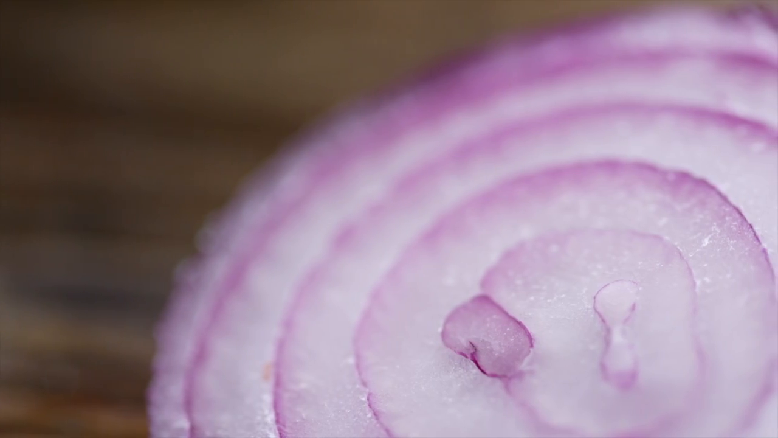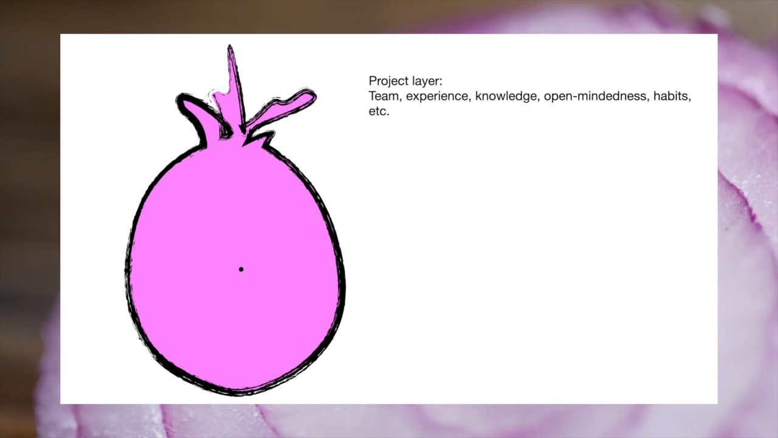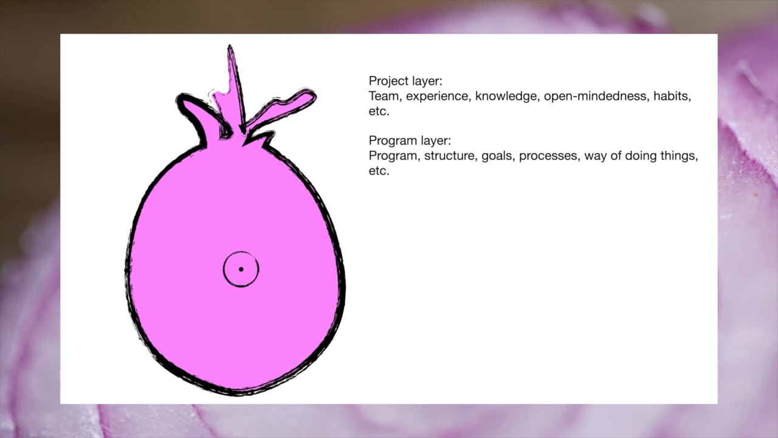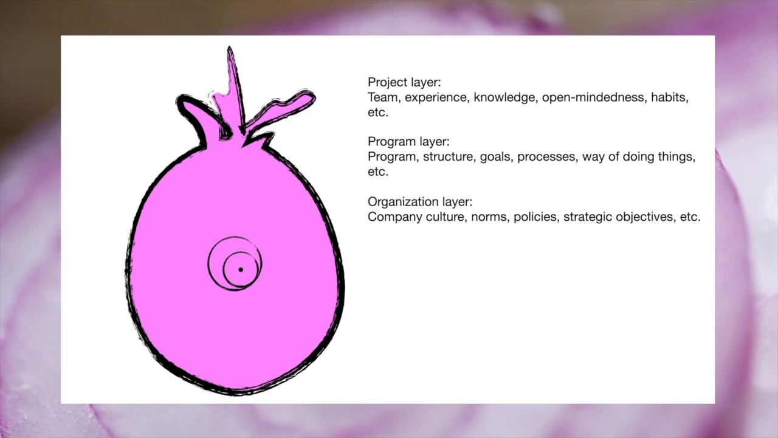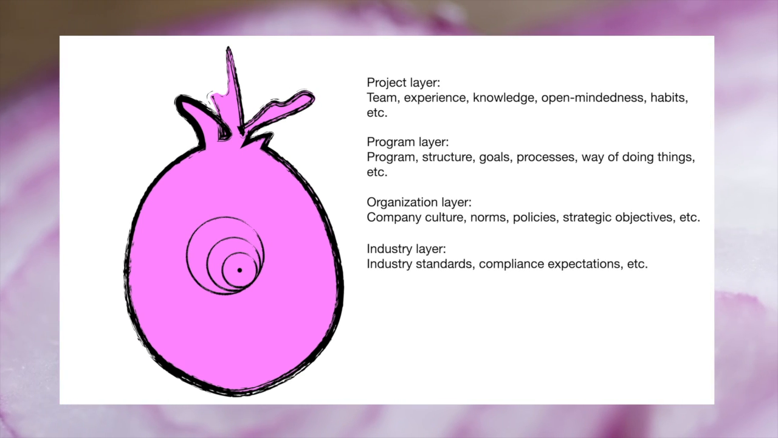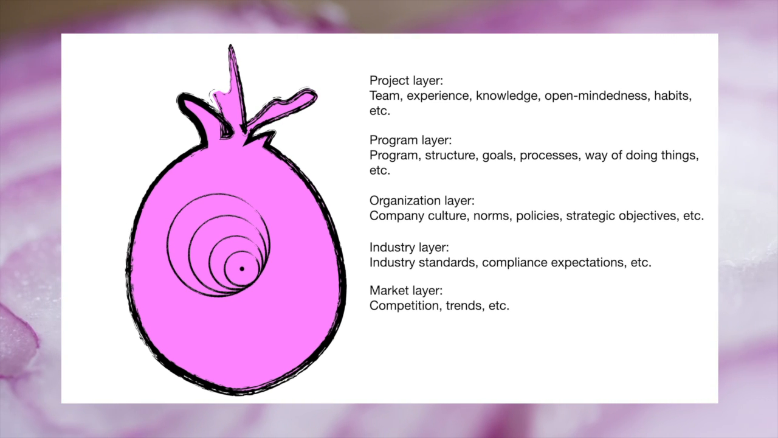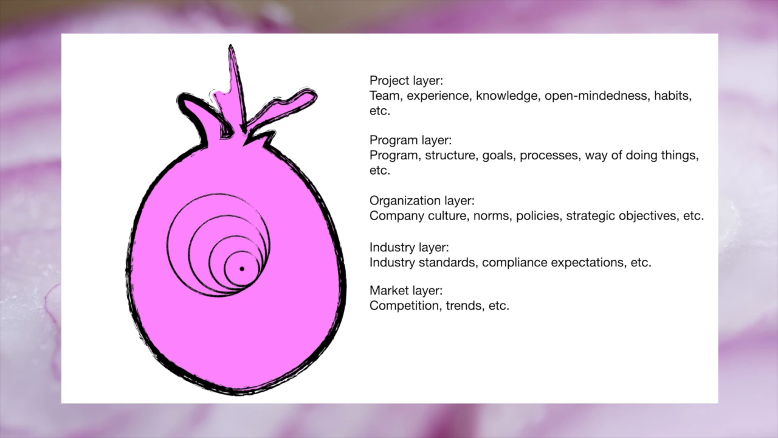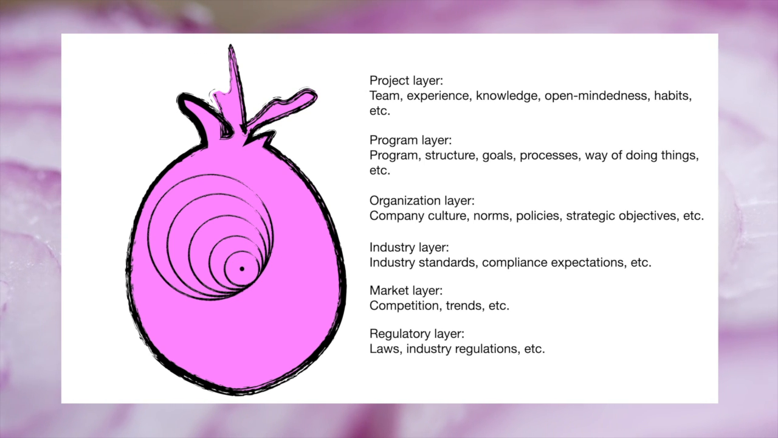I like to think of the project environment like the layers of an onion. At the very center, we have the project, and maybe that's surrounded by the program layer if the project is part of a program. And then we have the organizational layer, where the company or organization where the project is taking place. And then maybe an industry layer if the project is taking place in a certain industry, and a market layer and a regulatory layer, all the laws and regulations we have to abide by.